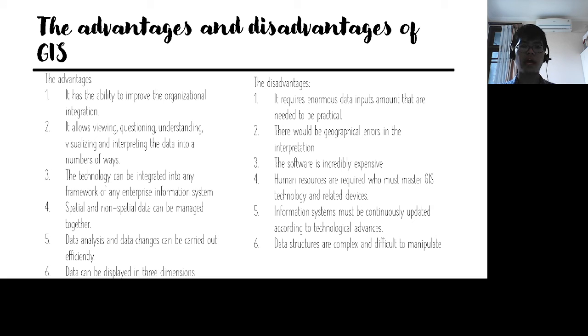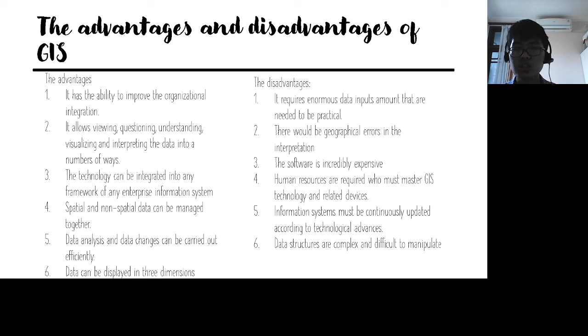Finally, we reach the advantages and disadvantages of GIS. The advantages, it has the ability to improve organizational integration. It allows viewing, questioning, understanding, visualizing, and interpreting the data in a number of ways. The technology can be integrated into any framework or any enterprise information system. Spatial and non-spatial data can be managed together. Data analysis and data changes can be carried out efficiently. Data can be displayed in 3 dimensions.